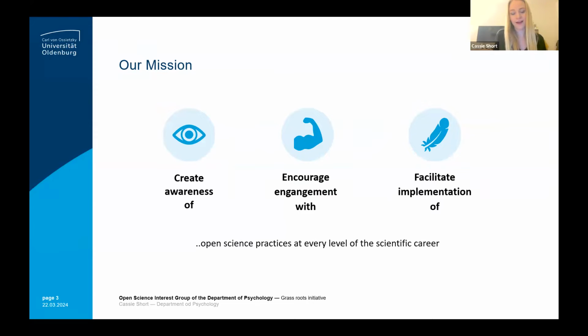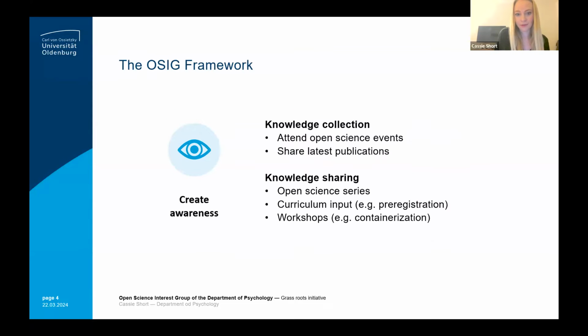Our mission is basically to create an awareness of, encourage engagement with, and facilitate implementation of open science practices at every level of the scientific career. So this goes from master students in our department implementing this into their education and their work, all the way up to the PhD students, the postdocs, and also the professors of the department. And I'd like to give you some examples of how we do this.